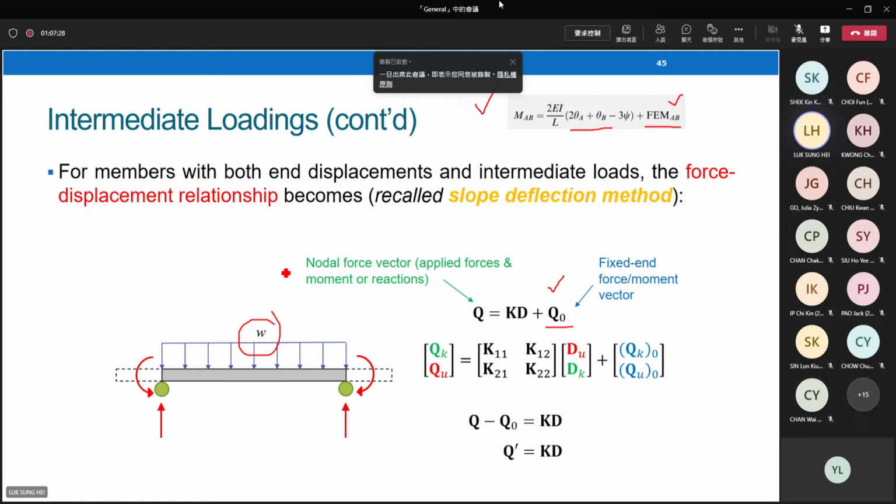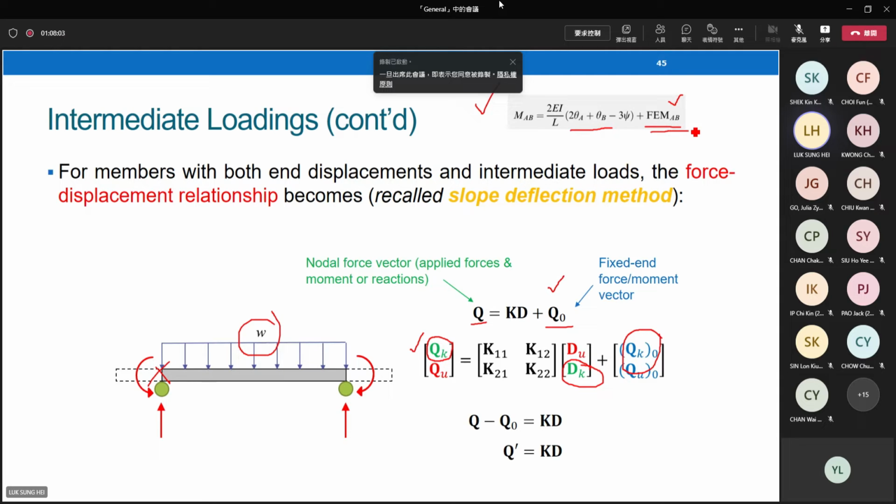Then how to calculate the values of Q0? This is the equation that we keep using: Q equals KD plus Q0. Q can be decomposed into QK and dk. QK is used to describe the force applied exactly at the node. dk is used to describe the support displacement. Normally 0, but sometimes non-zero, just like our example 2 before. Q0 is used to take account of the fixed end moment.